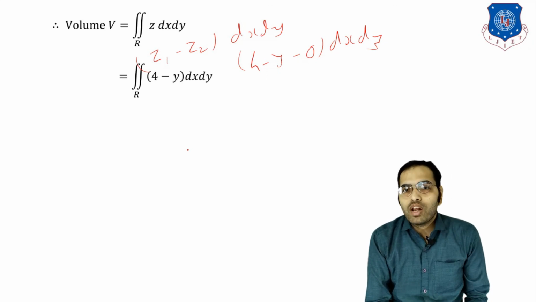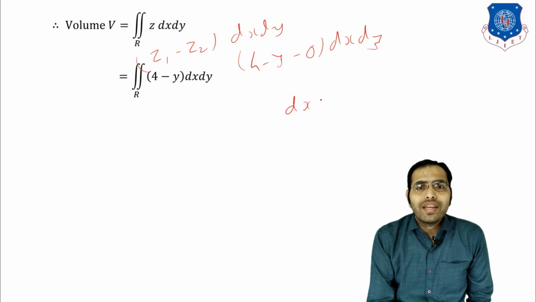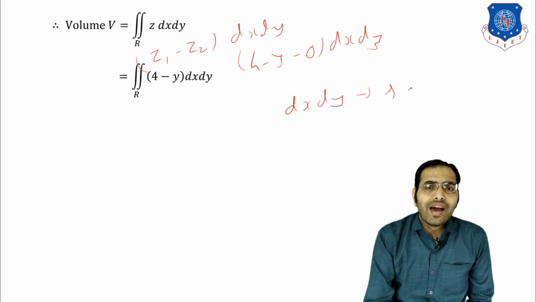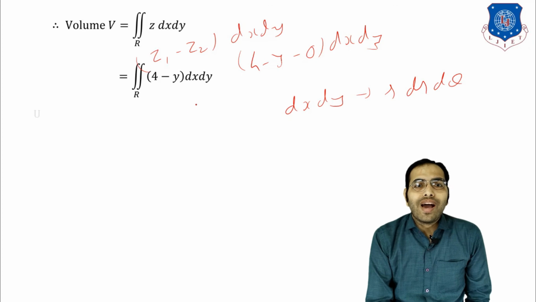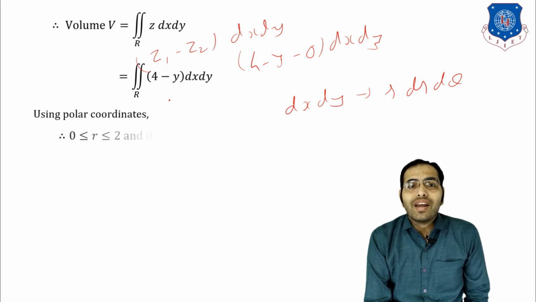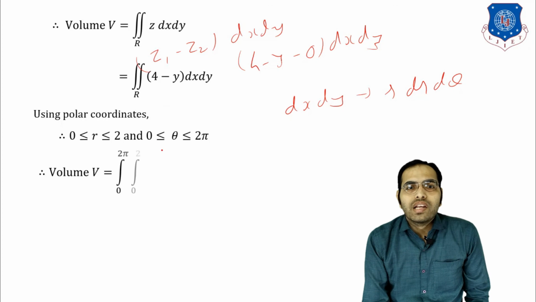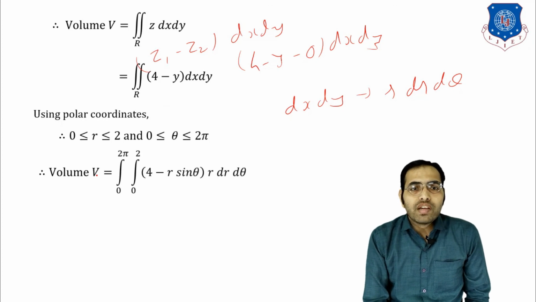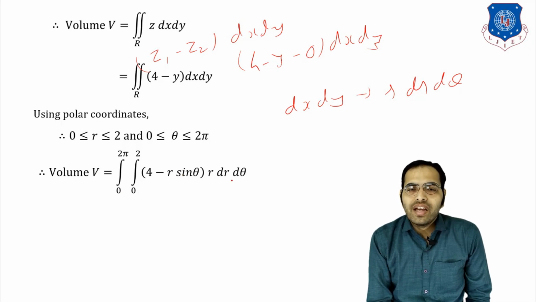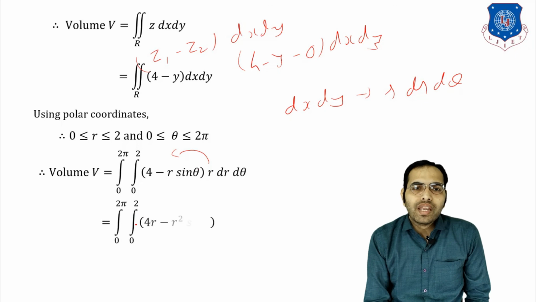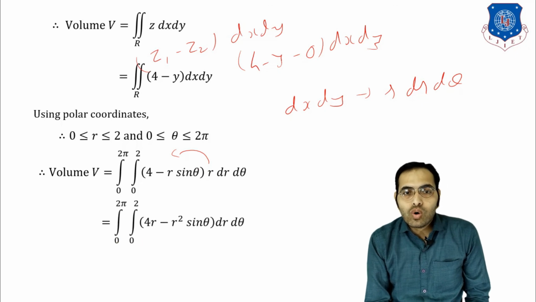Now converting to the polar form, dx dy is replaced as r dr d theta and y is replaced as r sin theta, then volume V equals the double integral from 0 to 2 pi, 0 to 2, of 4 minus r sin theta into r dr d theta. Now expanding this bracket, r comes inside the brackets, that will give you the double integral from 0 to 2 pi, 0 to 2, of 4r minus r square sin theta dr d theta.